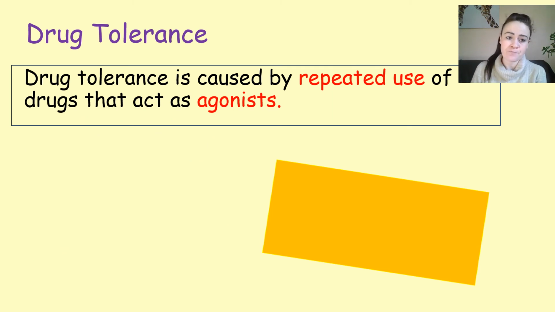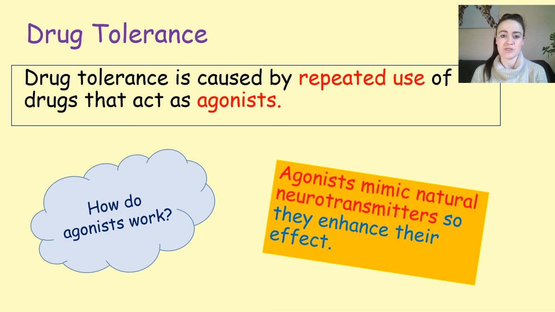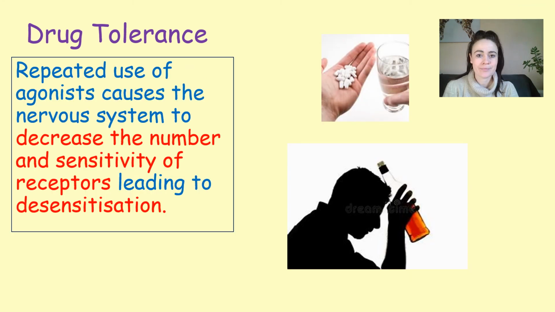Now, drug tolerance is associated with agonists. So drug addiction is associated with antagonists, and drug tolerance is associated with agonist drugs. Okay, if you remember, an agonist is one that mimics the natural neurotransmitter, so they're going to enhance the effect. So by repeatedly using an agonist, it's making your body think that it's producing lots of the naturally occurring neurotransmitters. So your body is going to be turning on those neural pathways more than it should. So in response, your body then decreases the number of receptors and decreases the sensitivity of these receptors. And this leads to desensitization, and that is basically drug tolerance.